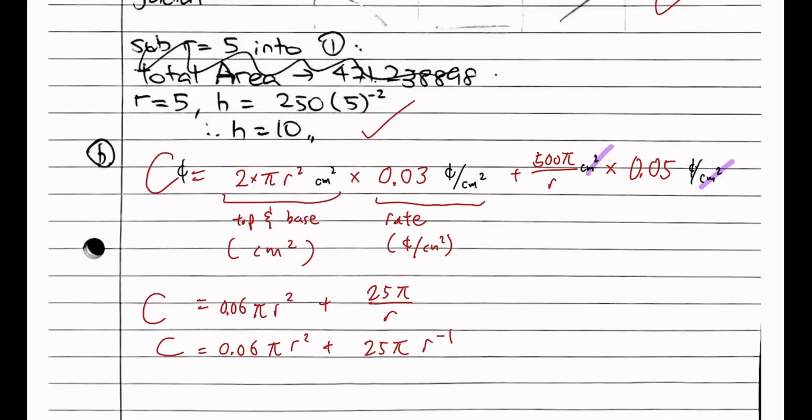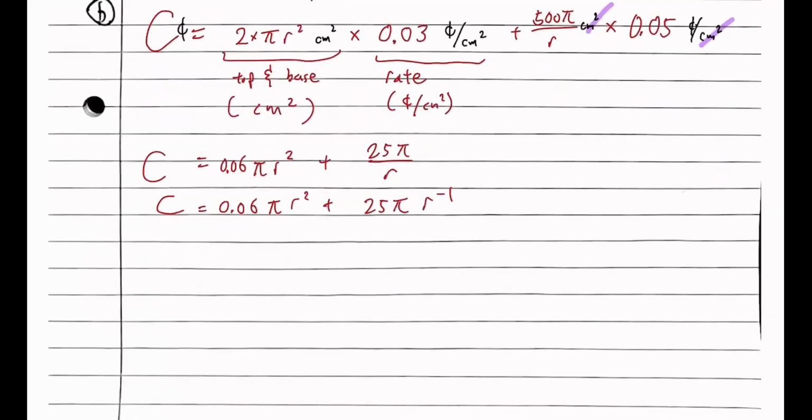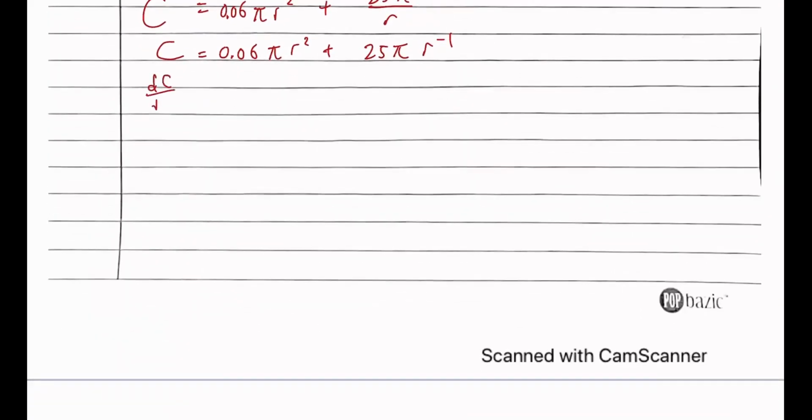Okay, good. Now this time instead of A it is C, so dC by dr, just differentiate. So 0.06 multiplied by 2 pi r, plus 25 times -1 pi r power -2. Correct so far? Good. 2 times 0.06 is 0.12 pi r plus, sorry, not plus, it's minus 25 pi r power -2. Good.